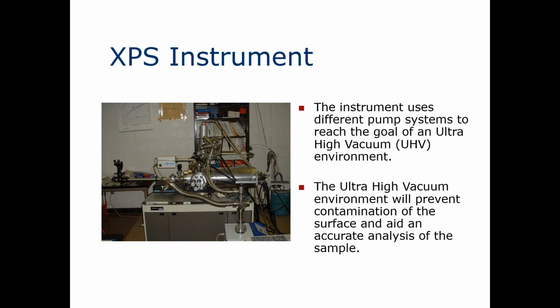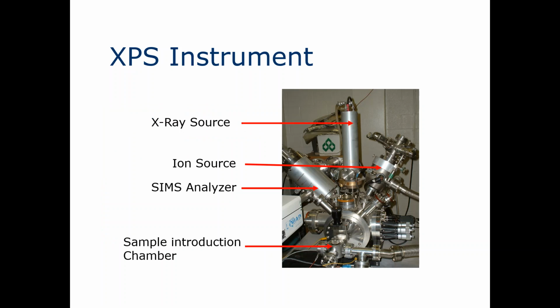So that is the key reason for having the ultra high vacuum environment during the XPS analysis. So here you can see different parts of the XPS instrument, and all of these parts are labeled. Here you can see this is the topmost, the column.